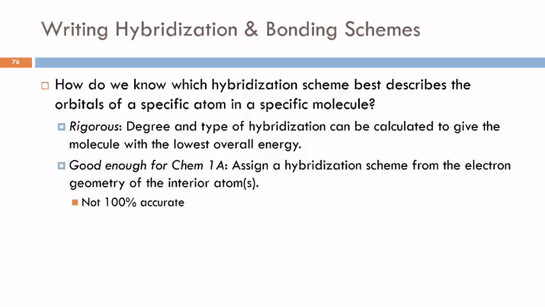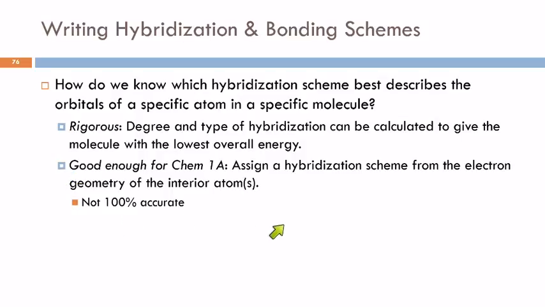Okay, and this is a question that came up earlier. How do we know what hybridization scheme is going to work? Well, the rigorous method is you calculate the degree of hybridization and which orbitals are hybridized. You try all these different combinations. You see which one's going to give the lowest energy, and that's the one it's going to have. That's the rigorous method. That involves computers, right, and lots of math. We're not going to do that. We're going to go with good enough for Chem 1A.